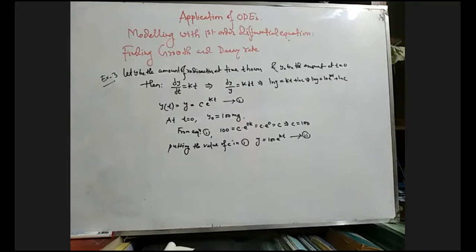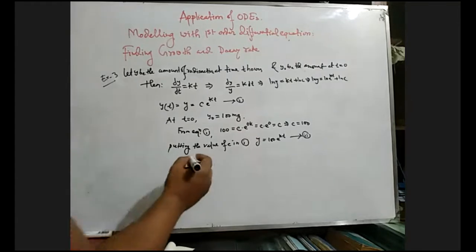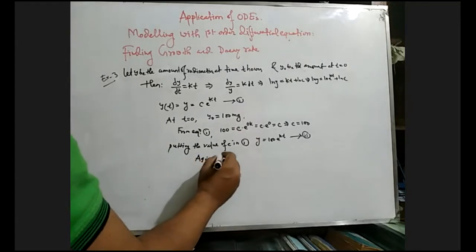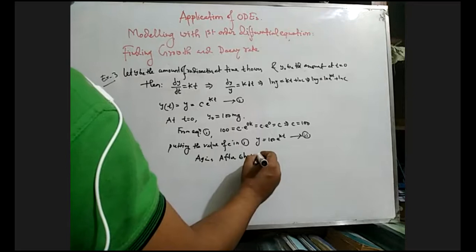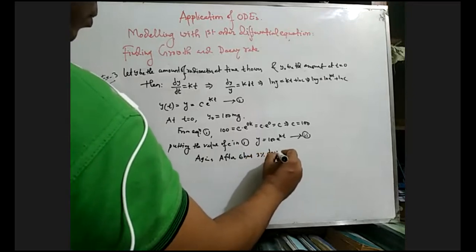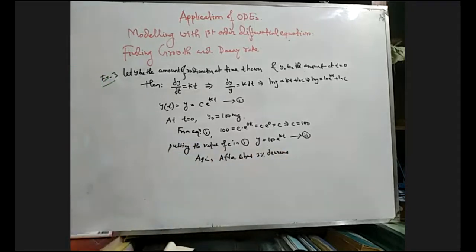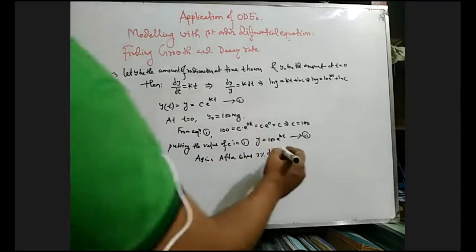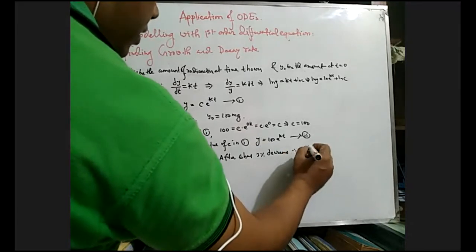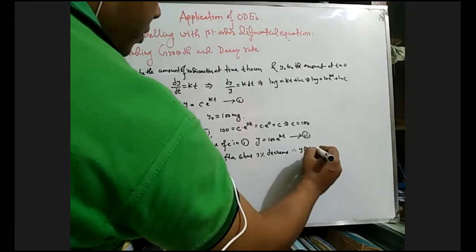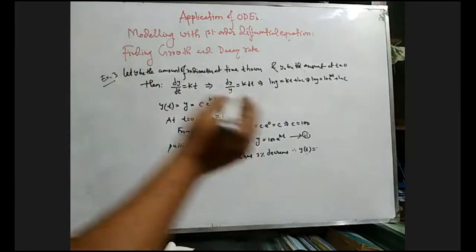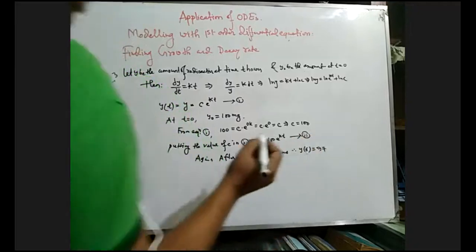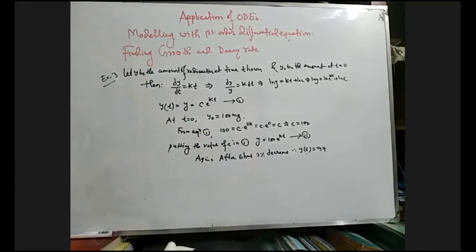Again, after 6 hours, 3% decreases. So y at t, therefore y6 equals what will be? 97. 3% decreases, and that means 97 remaining. Okay, so y6 equals 97.